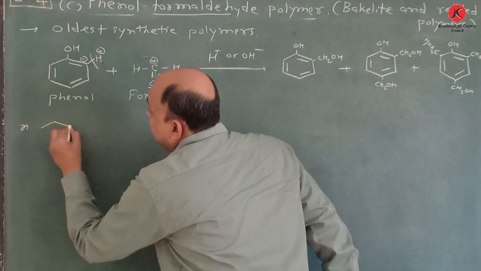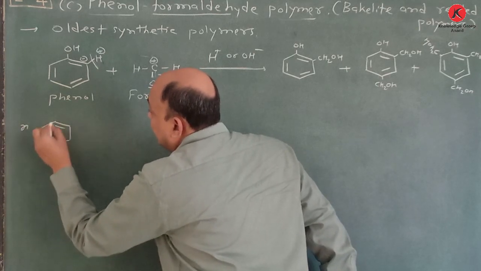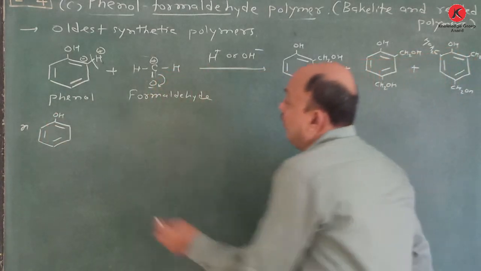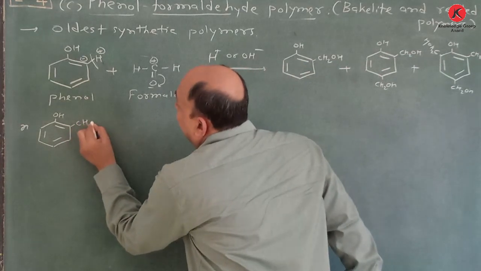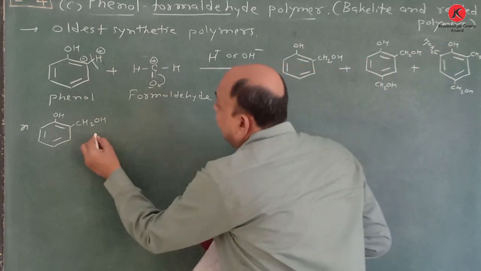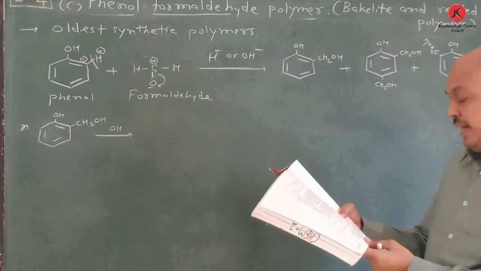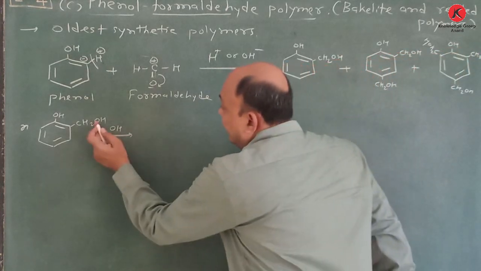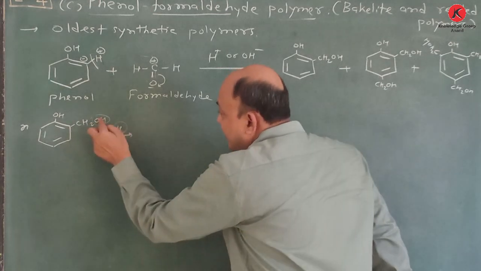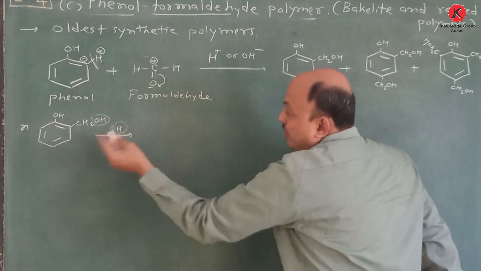Now particularly we can say that number of molecules of ortho hydroxymethyl phenol, when it reacts with OH, at that time just see, OH minus and H plus are removed, so it produces a chain, a number of molecules joined together.